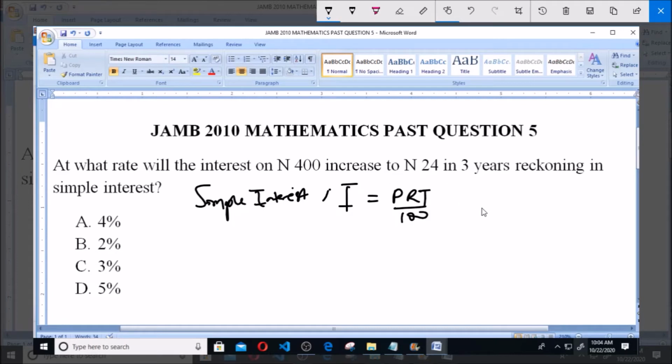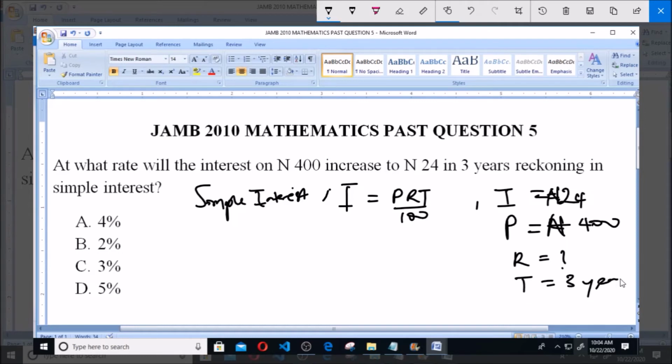Now from this question we can stipulate that the interest I is 24 Naira, because they say at what rate will the interest of 400 Naira increase to 24 Naira. So simple interest is 24 Naira. The principal amount P is equal to 400 Naira. Then the rate R is what you're looking for, which you don't know, and the time taken is what? 3 years.